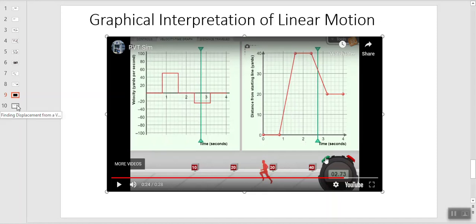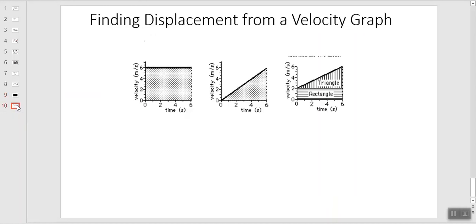Another way in terms of graphical interpretation is when we look at some trends in the graph. So if we look at this, we can find the displacement as well. So look at those shaded parts. What are the shapes of these? If you look at the area under the line of the velocity graph, you'll find out that the area here can be derived, right? So how do we find the area? What's the shape of the area? Yes, it's a rectangle. So how do I find the area of a rectangle?